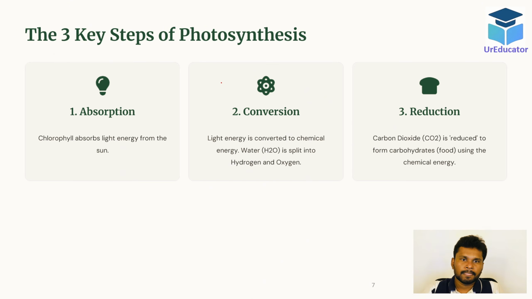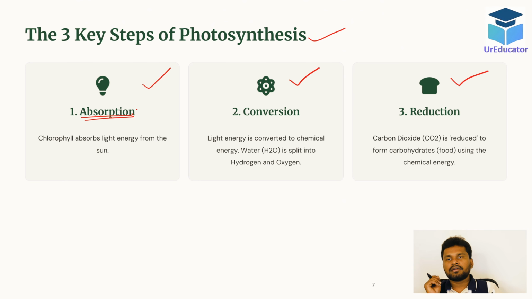Next slide. There are three steps in photosynthesis. One is absorption, second one is conversion, third one is reduction. Okay. Now, first one is absorption. Simply the chlorophyll absorbs the light. That is the first step in photosynthesis, which is absorption.